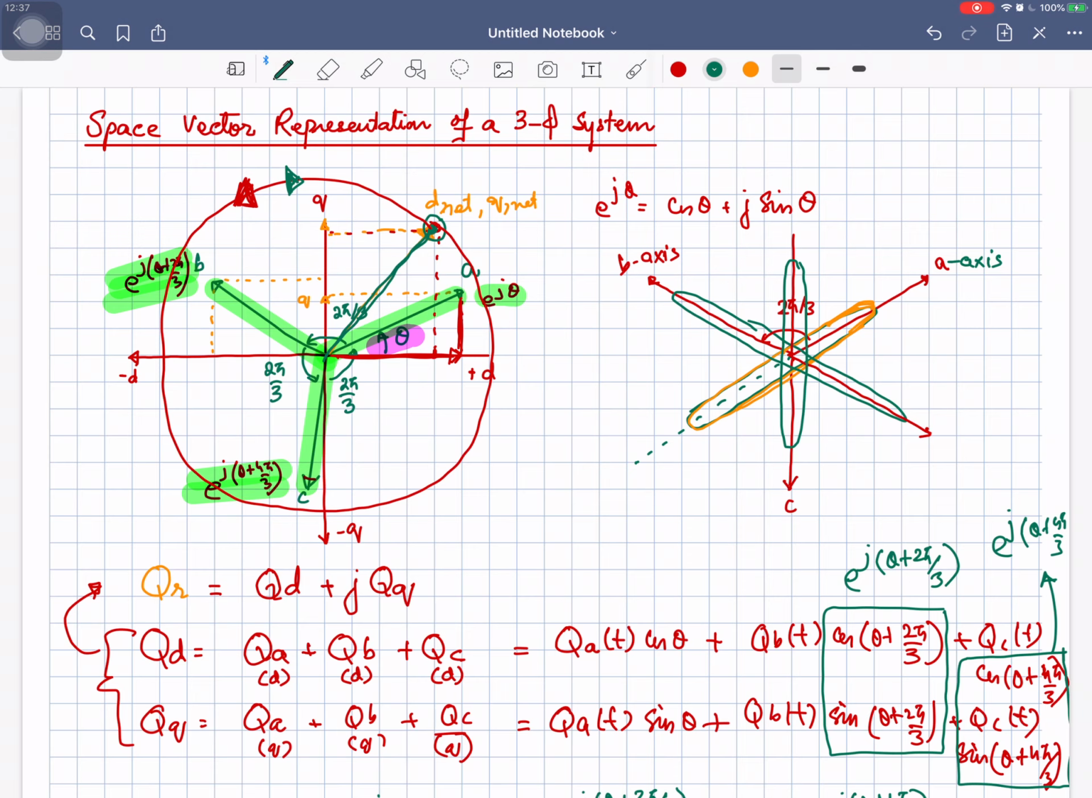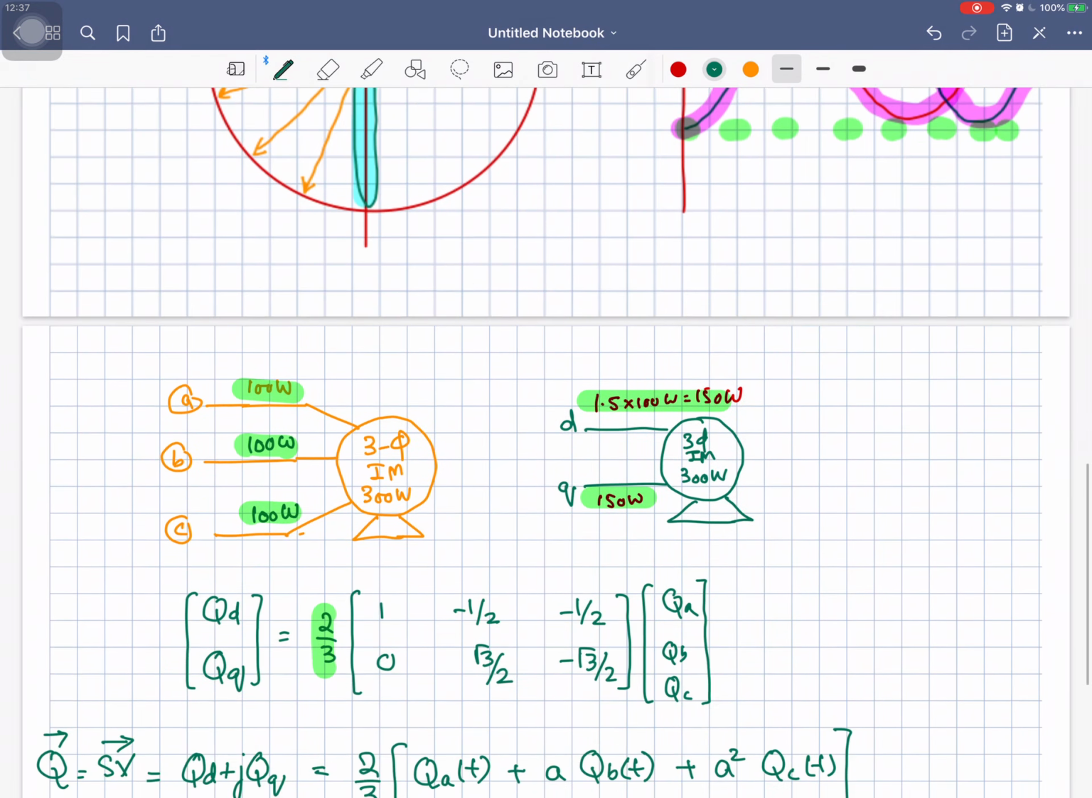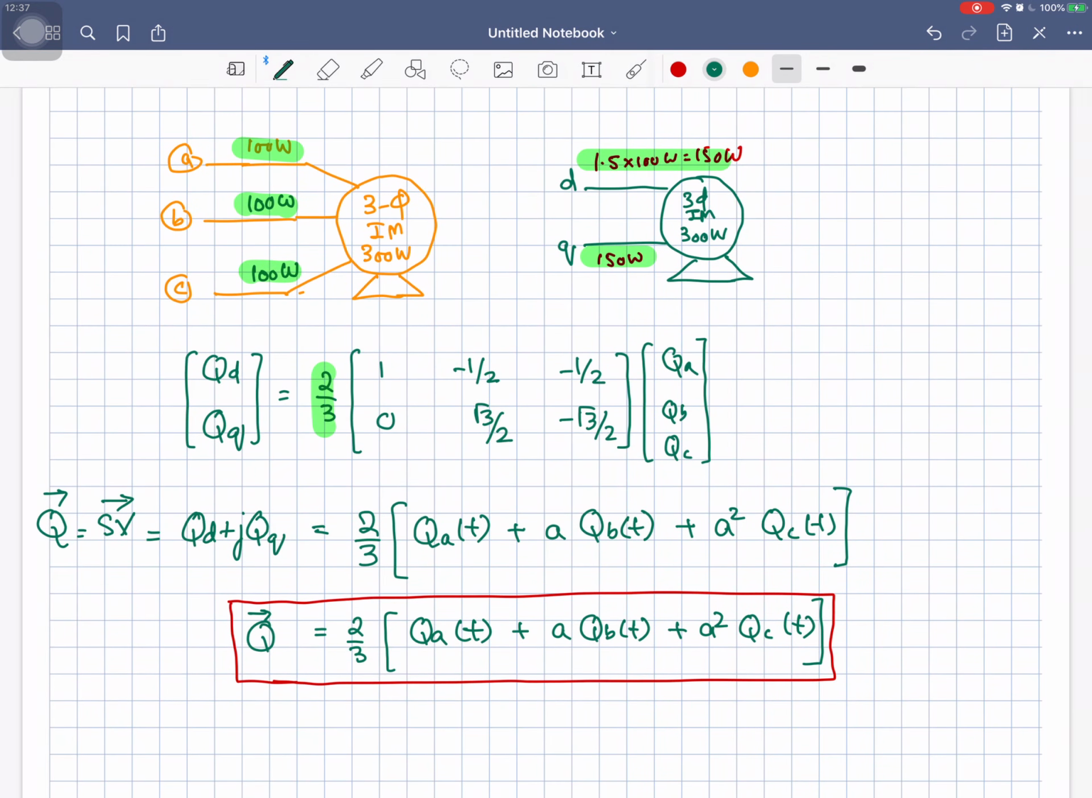That's all from this video. We have represented the 3-phase system in the 2-dimensional plane, that is the space vector plane, the dq frame of reference, and that is the stationary frame, and we have seen how we can represent a 3-phase system as a 2-phase system.